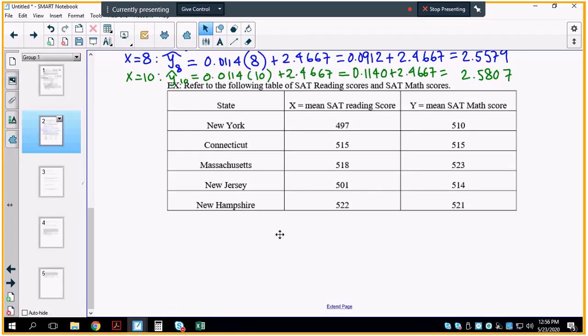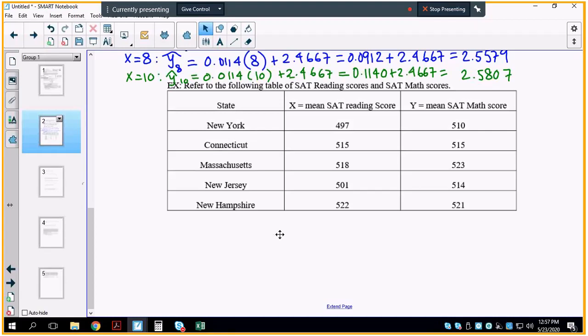Okay, so we're going to start talking about the exercise where we are trying to understand the relationship, if there is any, between the mean SAT reading score versus the mean SAT math score. From the states of New York, Connecticut, Massachusetts, New Jersey, and New Hampshire, we have collected the mean SAT reading score as the X variable and the mean SAT math score as the Y variable.